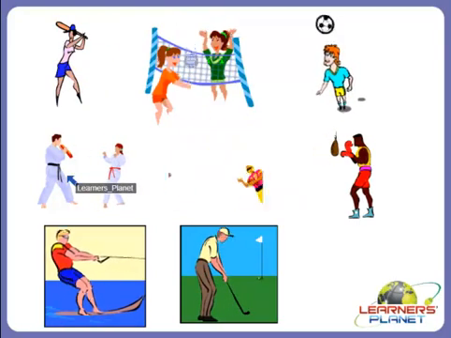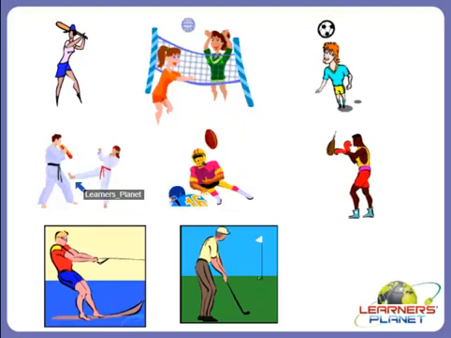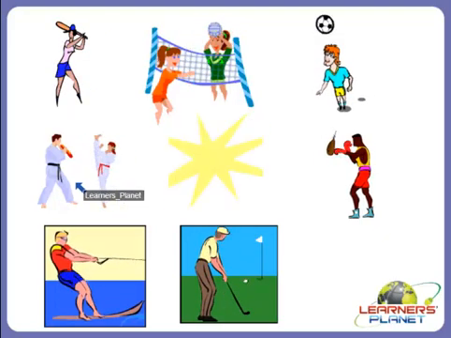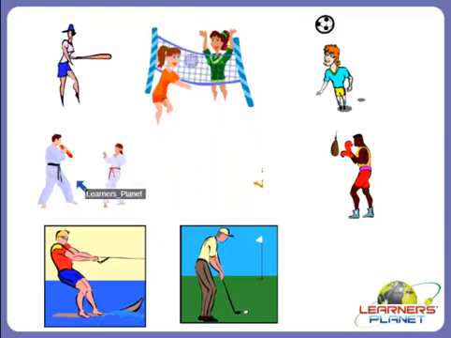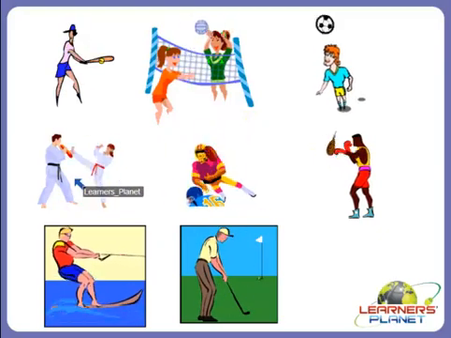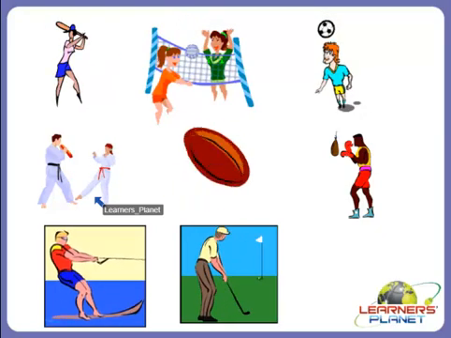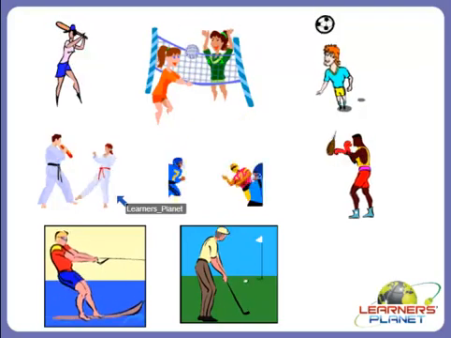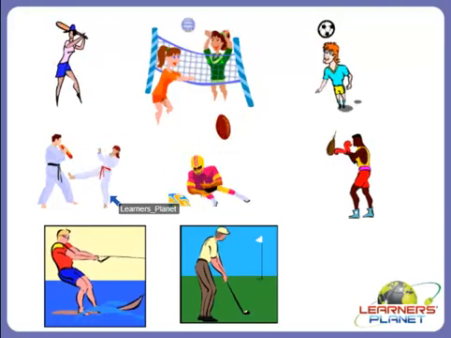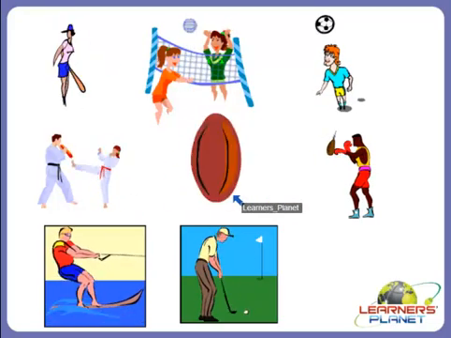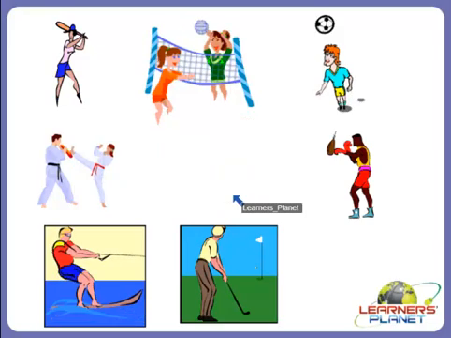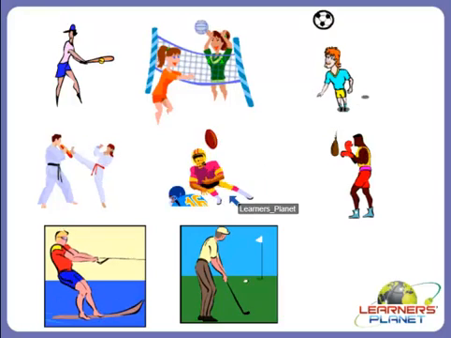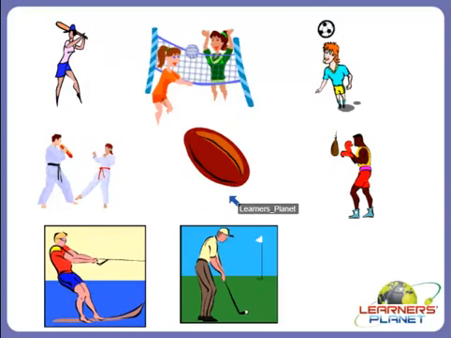The fourth one we can see in the picture is about a girl and a boy doing karate. So they are also using their arm and leg muscles. In this picture we can see that many boys are playing rugby, and in rugby they use all kinds of muscles.